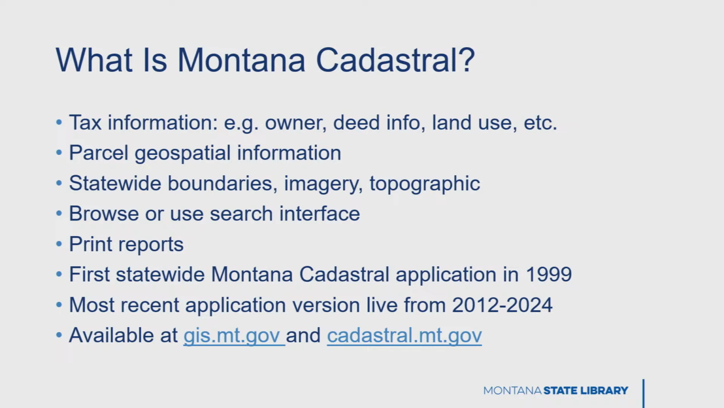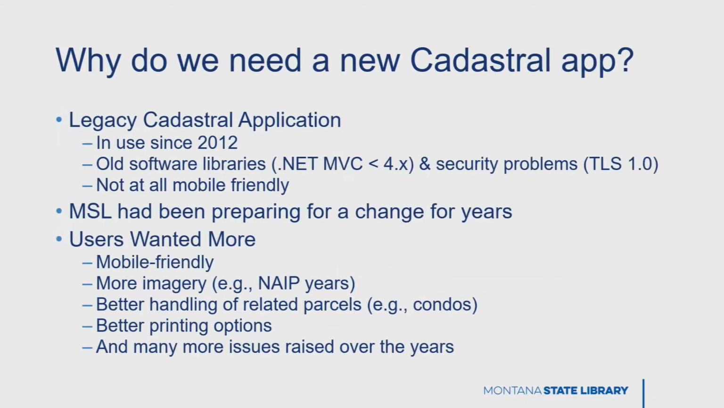The previous version of the app was launched in 2012, so it definitely got a little long in the tooth, and we were due for a new one. If you want to play along at home or on your phone, it's at gis.mt.gov or cadastral.mt.gov. So why do we need a new one?